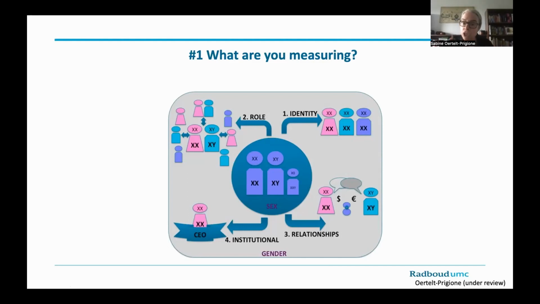However, when we look at gender and gender-sensitive healthcare, we're thinking about other dimensions that also affect us as patients and physicians and human beings, and that can affect our interaction with the healthcare system.